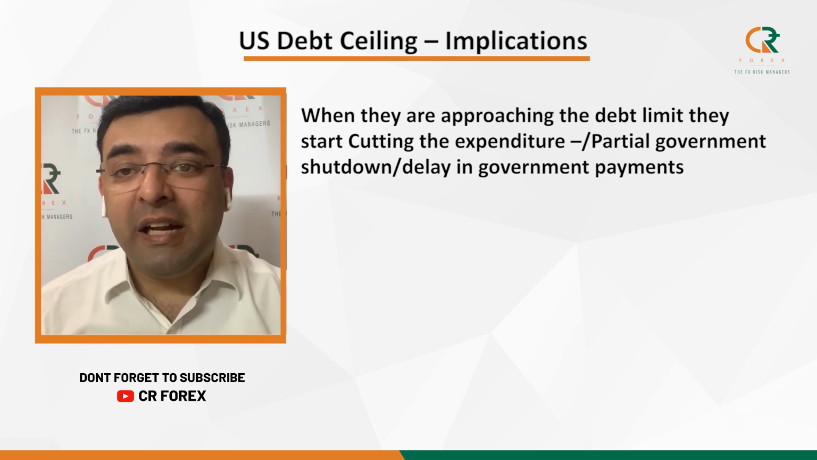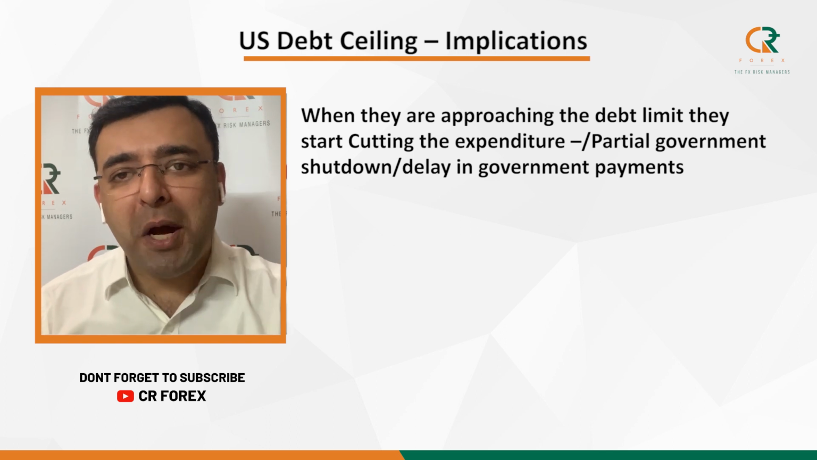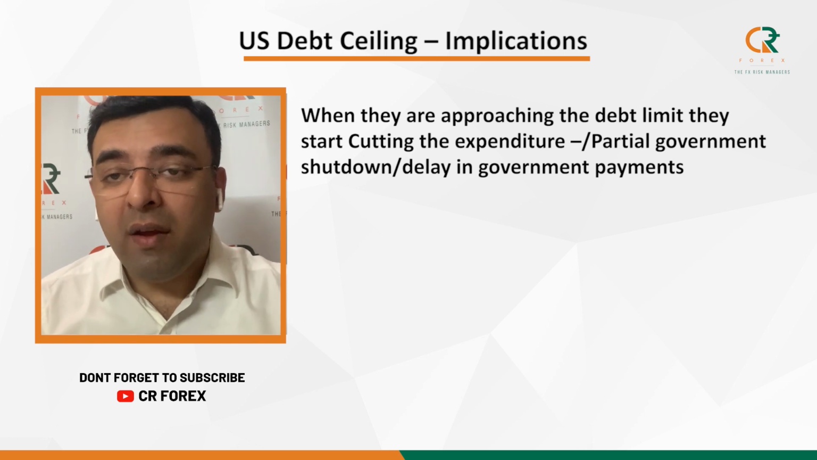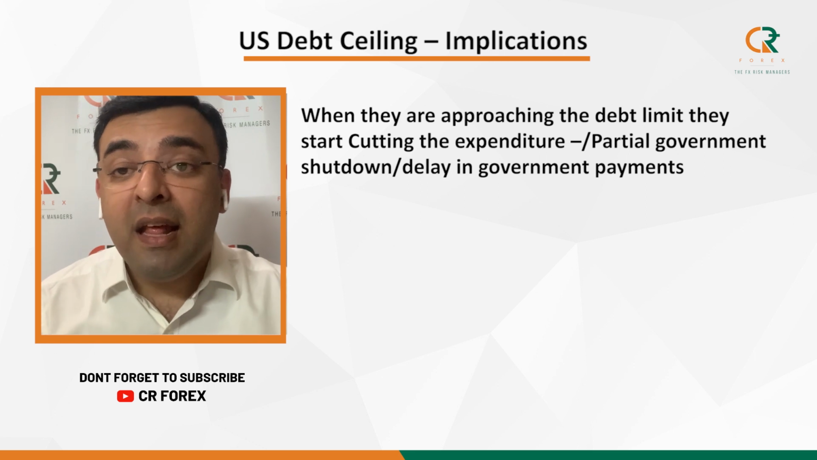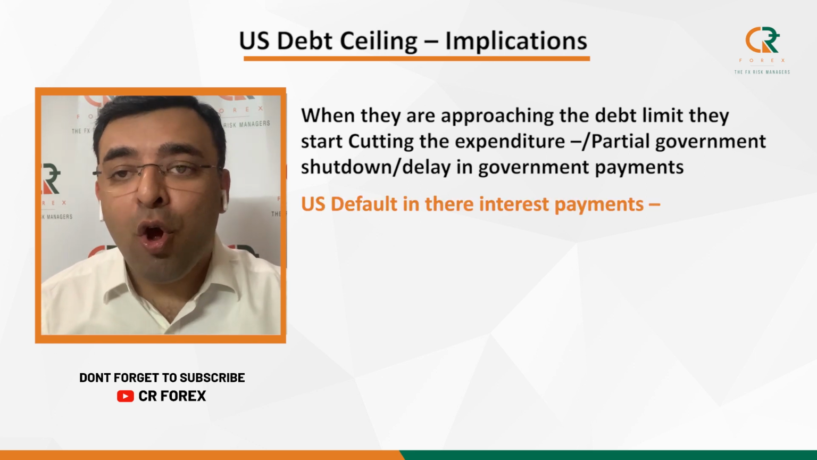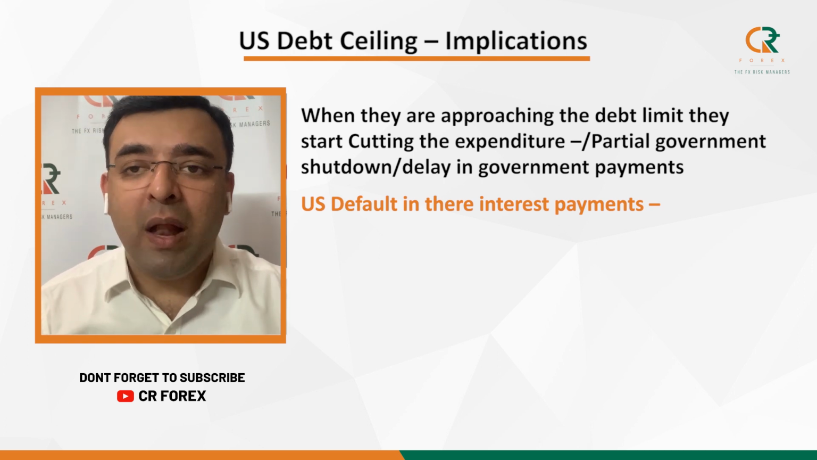So when they are approaching the debt limit, what do they do? They start cutting down their expenses, or the government will go for a partial shutdown. But that is a temporary solution. What if the debt limit is not extended after that? Then the US government will go for their default on their interest payment. If they do that, three things will happen.